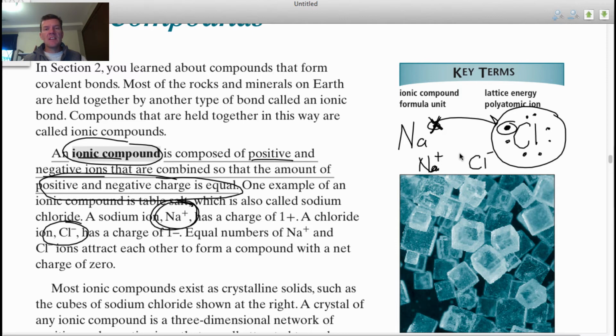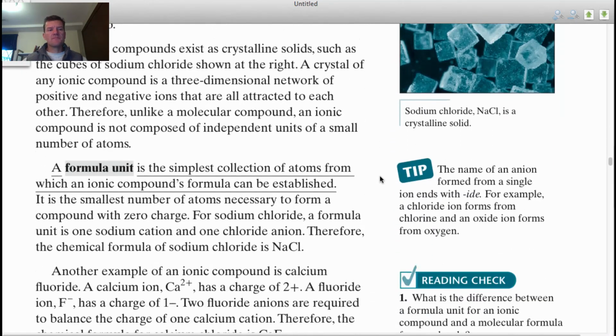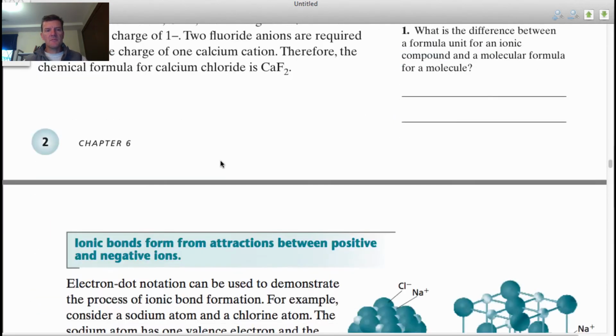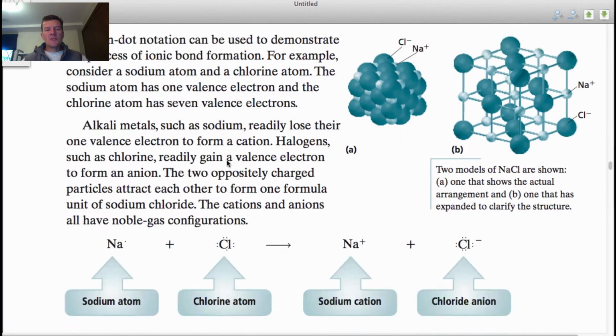The positive and negative, one of each, come together. Those are attracted to each other to form NaCl. Notice I don't write charges anymore. Once they come together, the overall compound doesn't have a charge on it. But initially it was the stripping of an electron and the adding of an electron that gave them opposite charges, and they come together in the right ratio to form a neutral compound. Okay? The formula unit is what we refer to as the simplest collection of atoms that form an ionic compound. It's no big deal. So let me show you just a couple examples here.